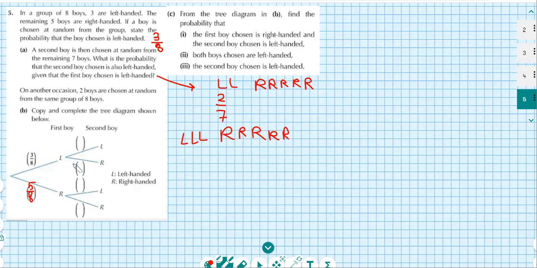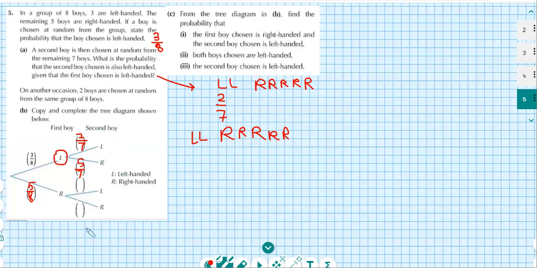For the case where a left-handed boy is already chosen, I'm removing this left-handed. Now we have this sample space, 2 left and 5 right. So getting a left hand will be 2 over the total number of boys, 7. Similarly, for getting right-handed, 5 over the total number of boys, 7.